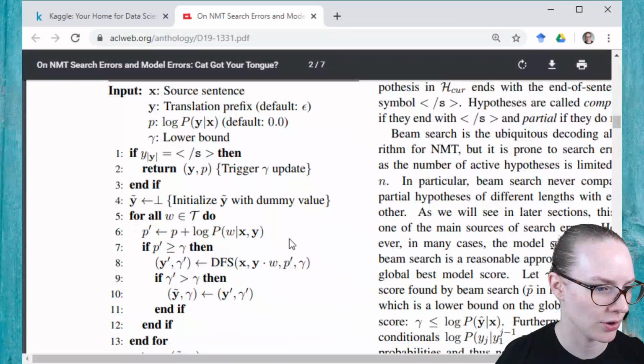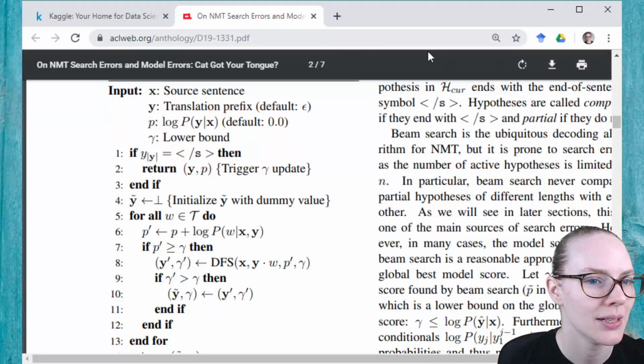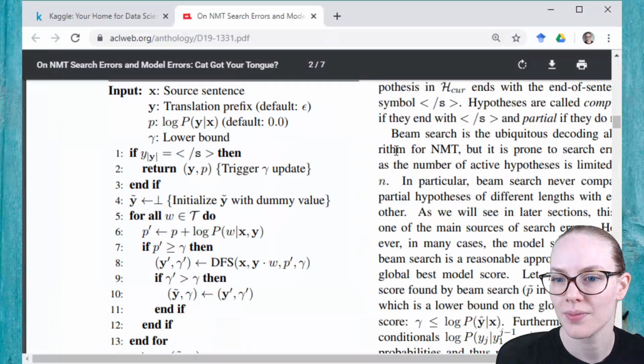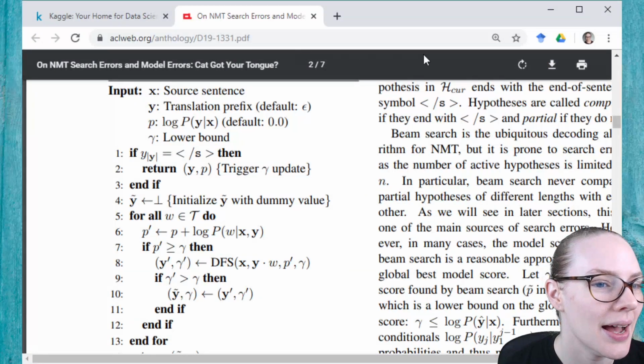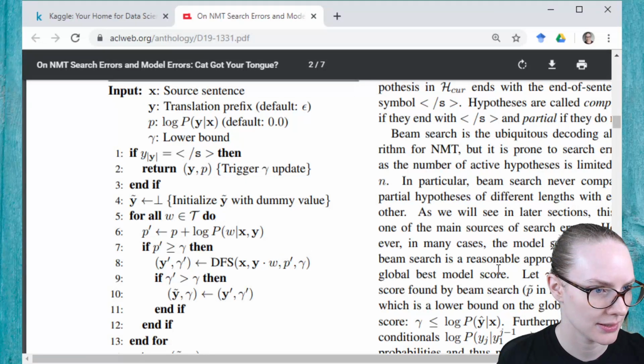So, I cannot get algorithm 2 on the screen at the same time. I think this is going to mess stuff up. Did that mess it up? Yeah, I think it did. Okay. All right, let's just read it.